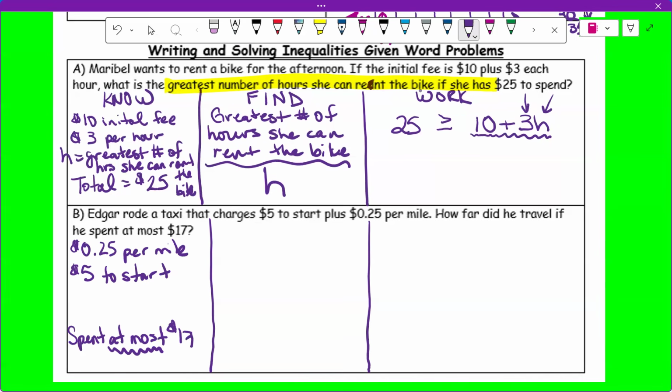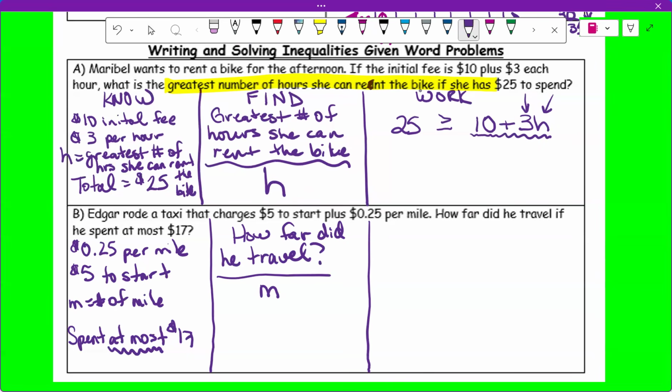What's it asking us to find? How far did he travel? So we're talking about miles. So we're going to call that M. M equals number of miles traveled. Okay, now your job, set up this inequality, then solve it.